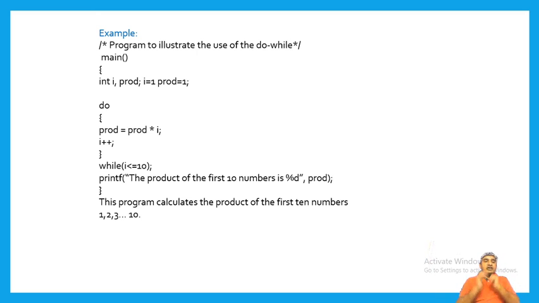Now test the condition by using while: while I is less than or equal to 10. Yes, because I is equal to 2. Now the execution of the program goes up. Again the body of the loop is executed. Now product is 1 and I is equal to 2, so 1 into 2, product is equal to 2. Now I is again incremented. I became 3. Check the condition, I is less than or equal to 10. Yes, because I is now 3.